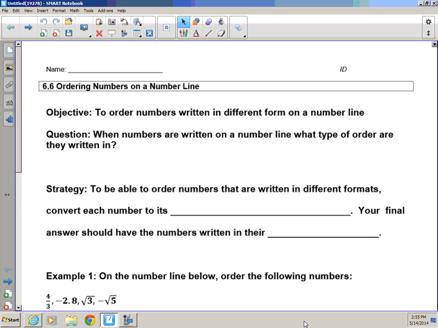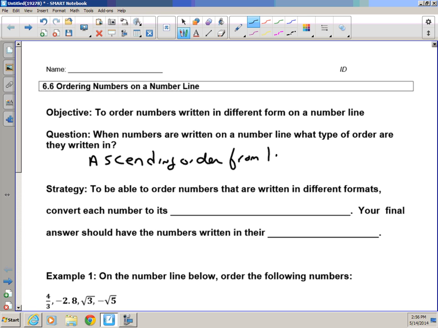So the focus of today's lesson is to order numbers that are written in different forms on a number line. So the question is, when numbers are written on a number line, what type of order do we want to write them in? Well, number lines go from left to right, so we want to write them in ascending order from left to right.